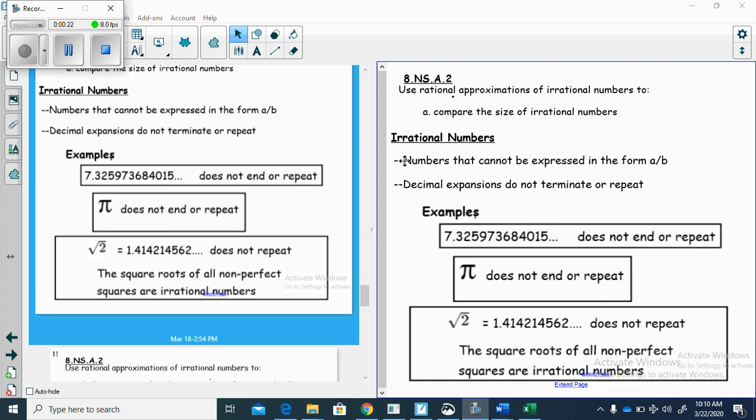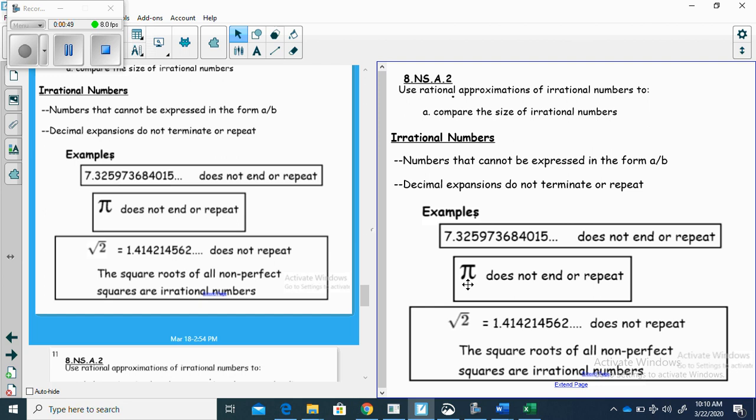Irrational numbers are numbers that cannot be expressed in the form a over b, where a and b are integers, and we know that their decimal expansions do not terminate or repeat. Let's look at some examples. For example, 7.325973684015, on and on and on, does not end or repeat. Therefore, it is irrational.